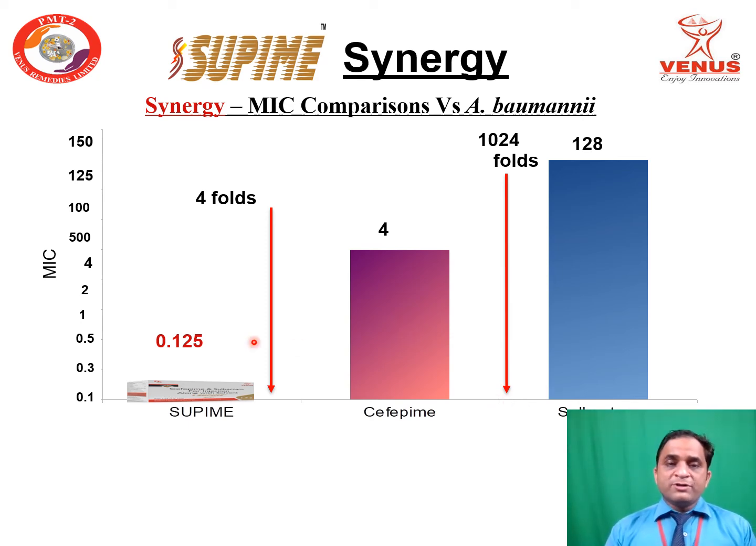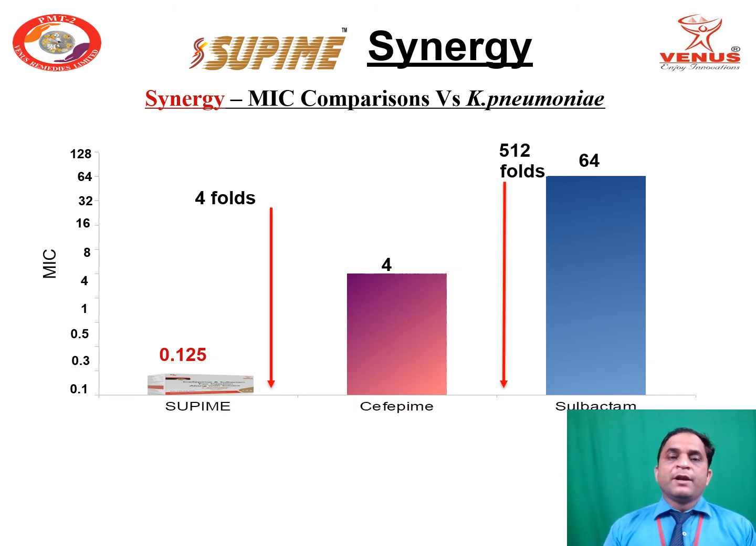So according to the graph, you can see that after forming the synergy of these two molecules in Supine, now Supine can inhibit or kill A. baumannii at just 0.25 MIC. Why is this possible? This is possible because of the synergy, which is produced after adding these two molecules together under the brand name of Supine.